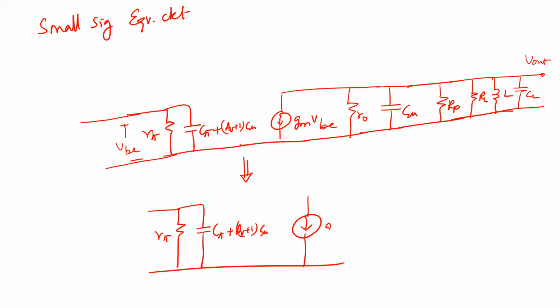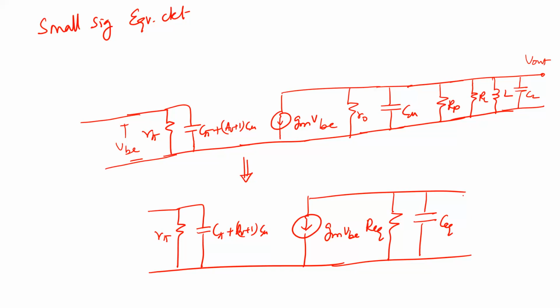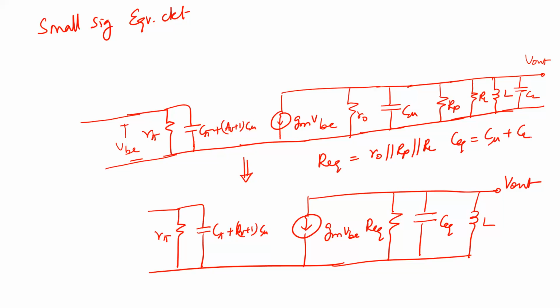You have your gm VBE. I'm going to say that here, basically you're going to have some R equivalent, some C equivalent, and an L. Now, what is R equivalent? We can write R equivalent to be nothing but R naught parallel to R_P parallel to R_L, and C equivalent can be written as C mu plus C_L.